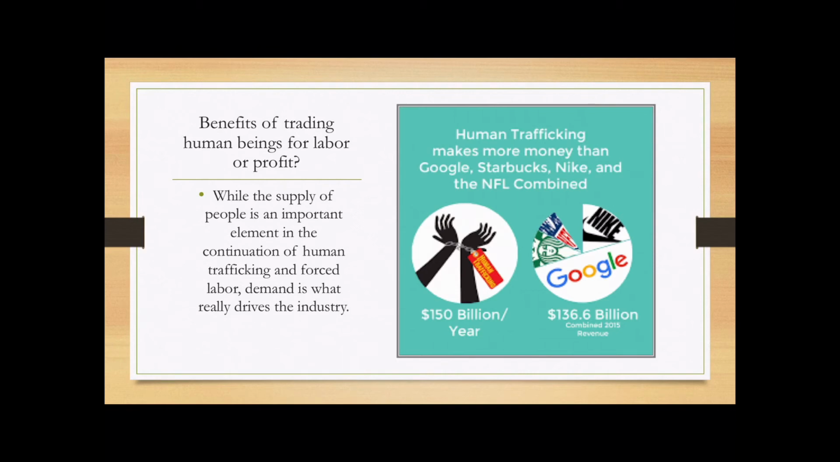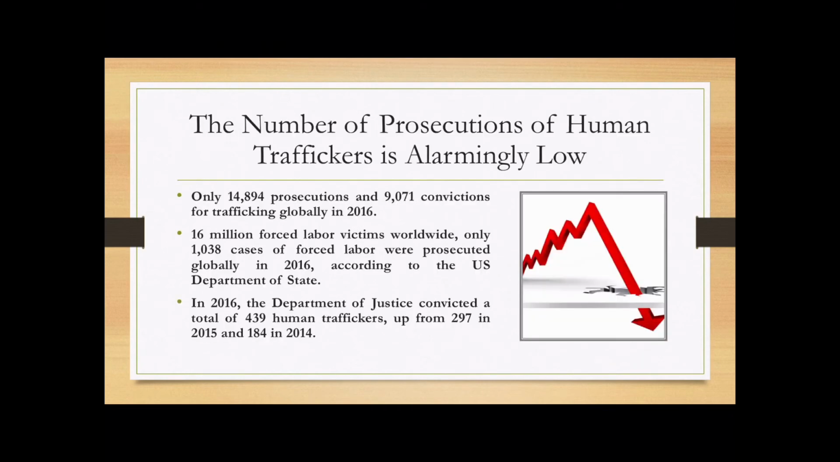Globally, it's estimated that there are about 30 million victims of human trafficking. 55% of all the victims are women or girls, and 5.5 million of all the victims are children. While the supply of people is an important element in the continuation of human trafficking and forced labor, demand is what really drives the industry.